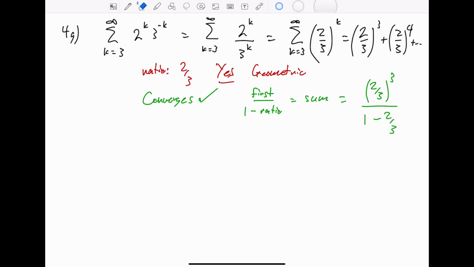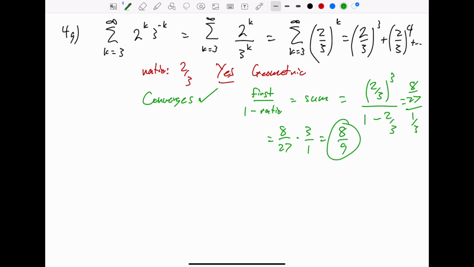2/3 cubed is, well, 2 cubed is 8, 3 cubed is 27. So we're going to have 8 divided by 27, divided by 1 minus 2/3, which is 1/3. And if I divide fractions, I have 8 over 27 divided by 1/3, so multiply by the reciprocal, times 3 over 1, and this simplifies the 3 and the 27 here. I can cancel a factor of 3, and I have 8 divided by 9. So 8 over 9 is the sum of this convergent geometric series.